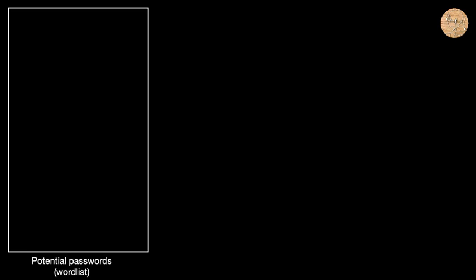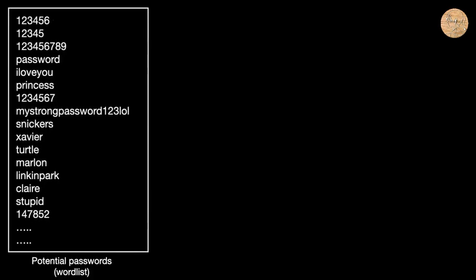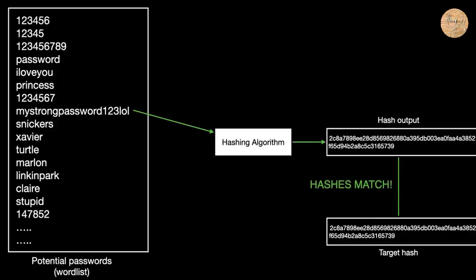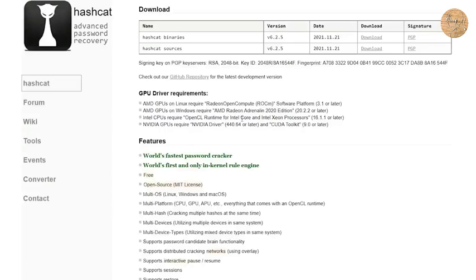The concept of brute forcing is really simple. You basically take a list of potential passwords and pass each password through the same hashing algorithm that was used by the breached website, and keep checking the hashed output of each password with the leaked password hash. If at any point the hashes match, it means the password is cracked, and now we have the plain text form of the password hash. There are many tools that can crack passwords using brute forcing really, really fast.